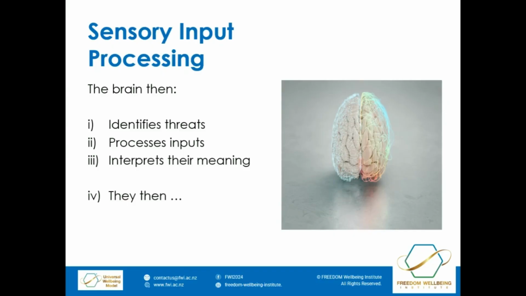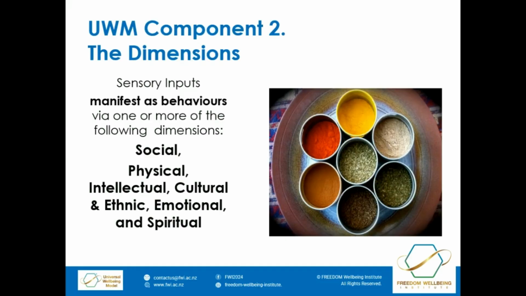If the brain doesn't identify a threat, it will still continue to process the sensory inputs, and it will try to interpret what they mean for us as a person. The brain will also then interpret and get us to change our behaviours based on the way it interprets the inputs that have come in. And these behaviours could manifest in one or more of the following dimensions. They could be social behaviours, physical, intellectual, cultural, ethnic, emotional or spiritual in nature.